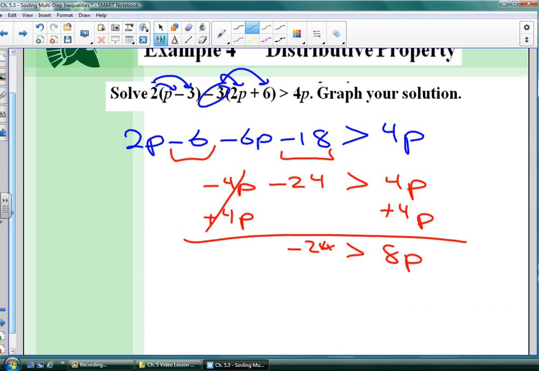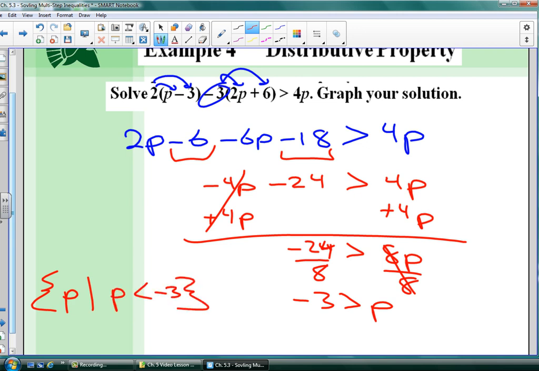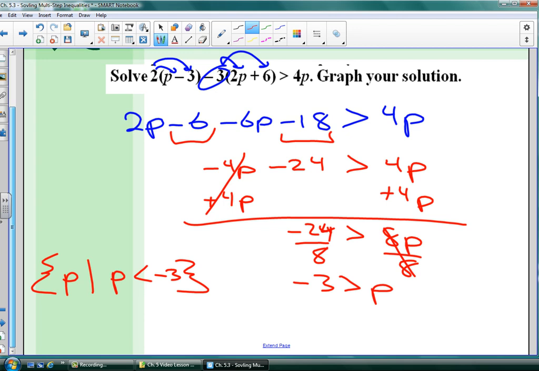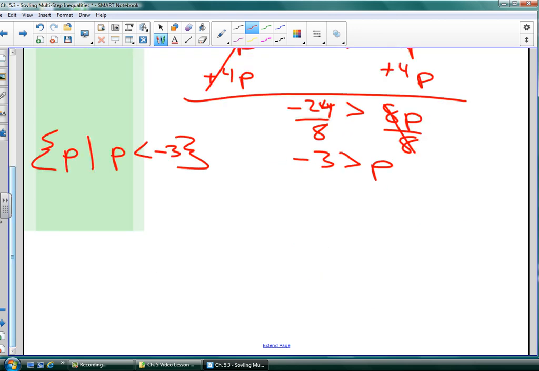Please recognize that even though I'm dividing by 8 on both sides, 8 is a positive number, so even though the negative 24 is negative, I'm not flipping my inequality sign. So I get minus 3 is greater than p. Okay, and in set builder notation, I'm going to have p is my variable such that p is less than minus 3. Okay, some of you like to switch it around when you graph, so it kind of reminds you of which way the arrow can go.